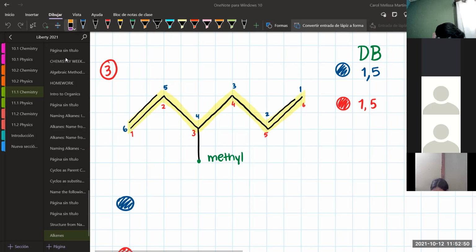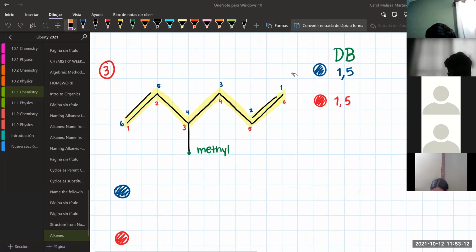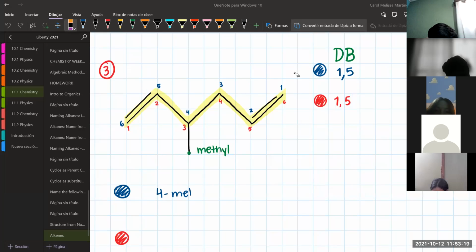Red, that is correct. Thank you. Remember that we see the two numbers that indicate the position. Okay, we see the two numbers, but we're going to choose the least of them. Or you can write the two names and then choose the better name. So when you choose the blue arrangement, it is going to be 4-methyl and then the parent chain.